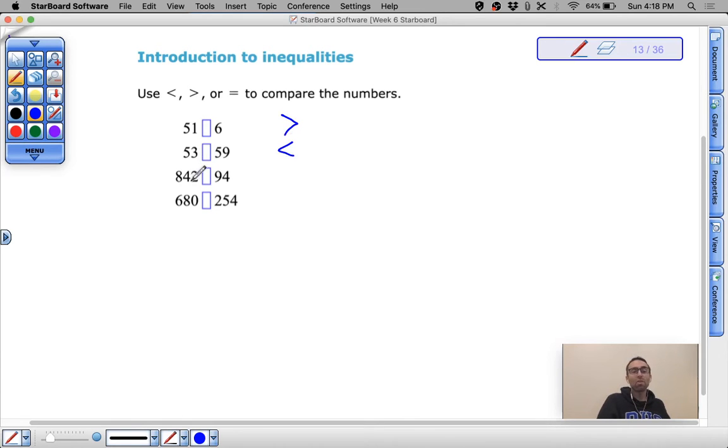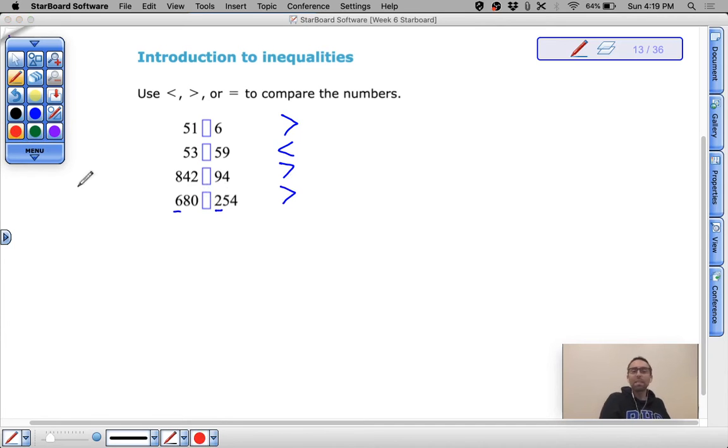If I have 842 and 94, 842 is way bigger than 94, so I'm going to say 842 is greater than the 94. And if I'm comparing 680 and 254, 6 and 2, 680 is going to be bigger, so I'm going to say 680 is greater than 254.